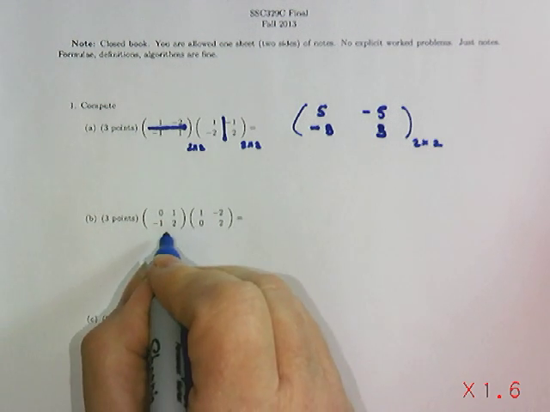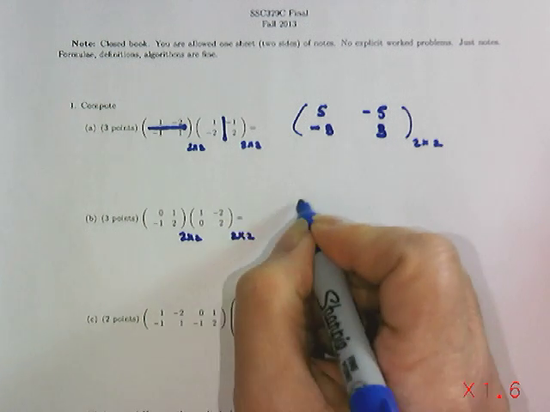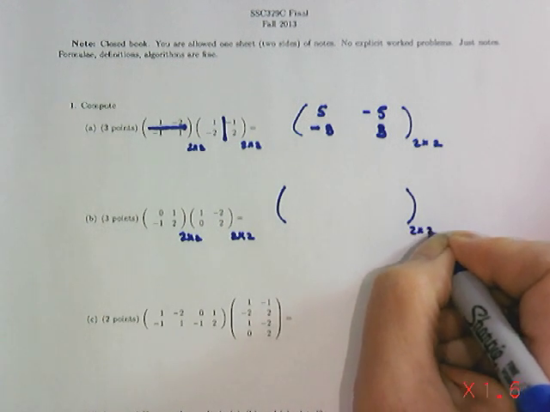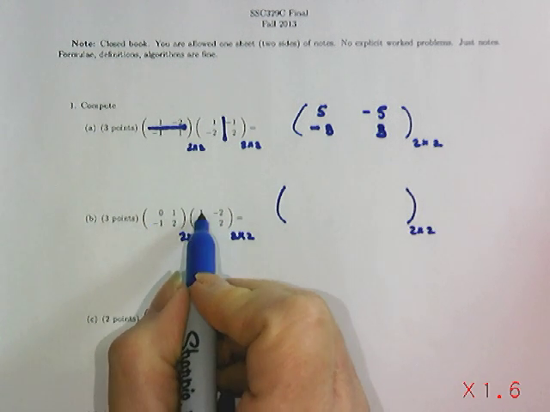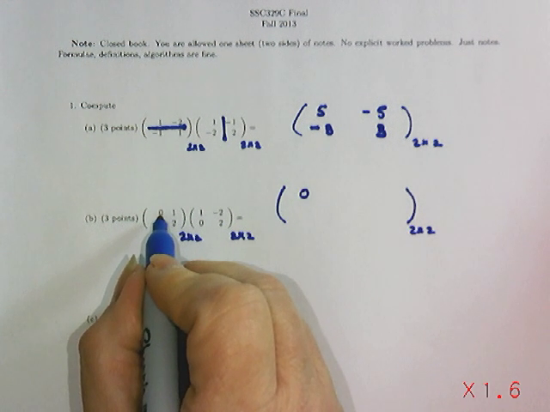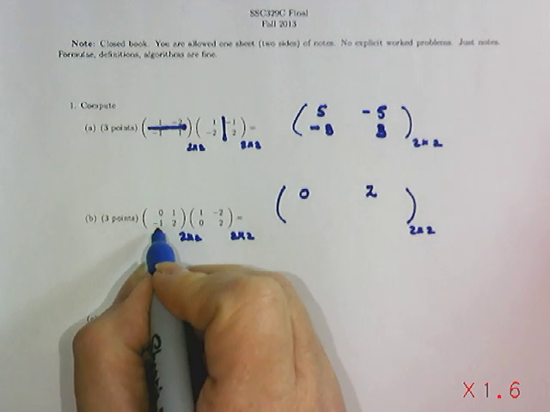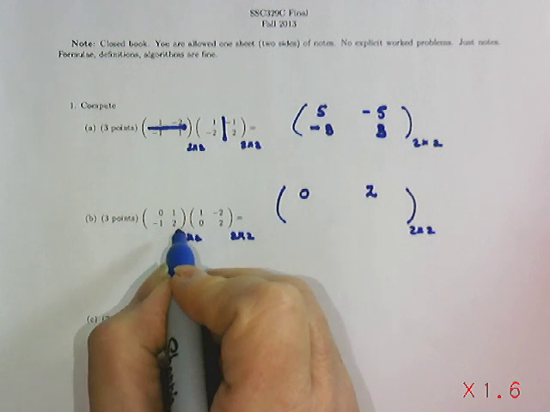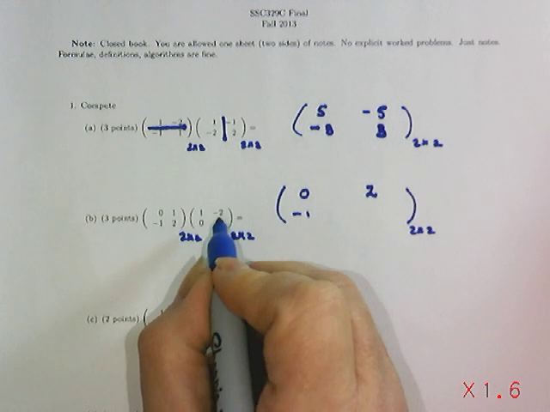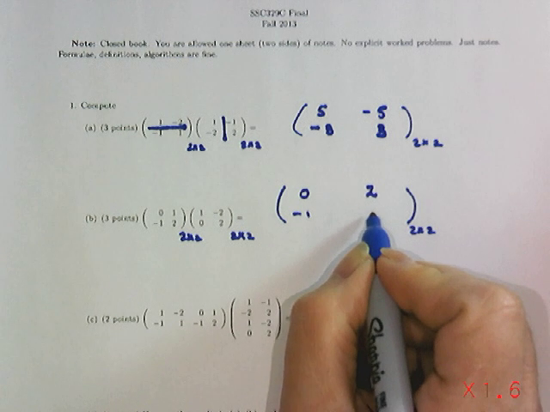Part B is the same type of question, and again, we're taking a 2 by 2 times a 2 by 2. The resulting product will be a 2 by 2, and the entries will be 0 times 1 plus 1 times 0, which is 0. 0 times -2 plus 1 times 2 is positive 2. -1 times 1 plus 2 times 0 is -1. And then -1 times -2 plus 2 times 2 is positive 6.